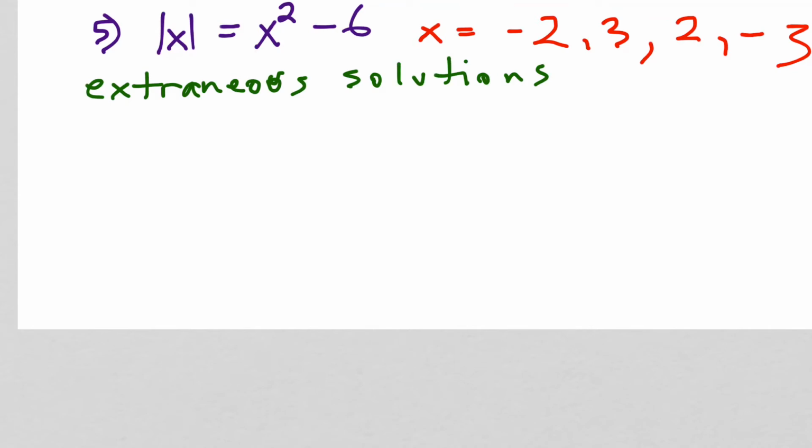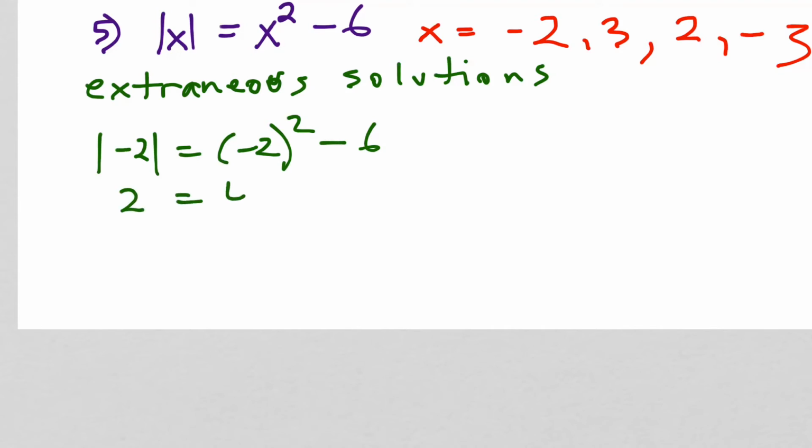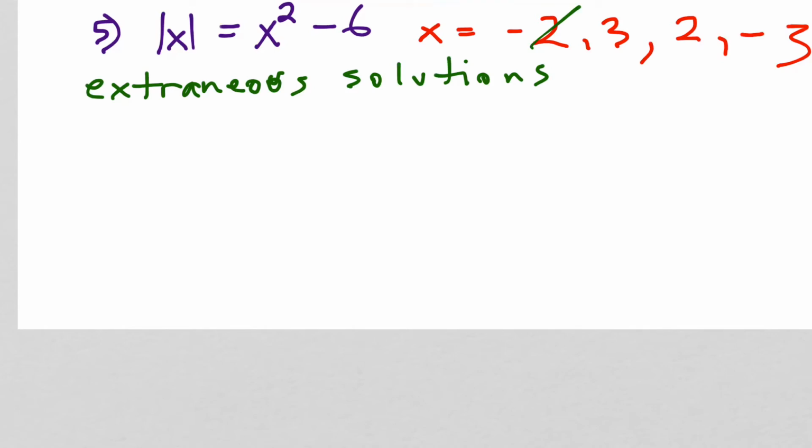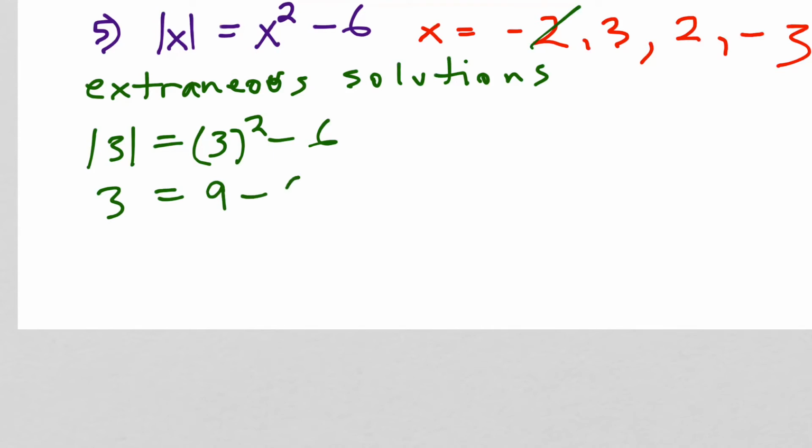So first we'll try x is equal to negative 2 and see if you get a true statement. So I just plug it in there and test it out. So that would be 2 is equal to 4 minus 6, so that's 2 is equal to negative 2. Well, that is definitely not true, so that one's not a solution. All right, so now we'll try out 3. So absolute value of 3 is equal to 3 squared minus 6, so that's 3 is equal to 9 minus 6, which equals 3. So that one is true. So this one is a solution.